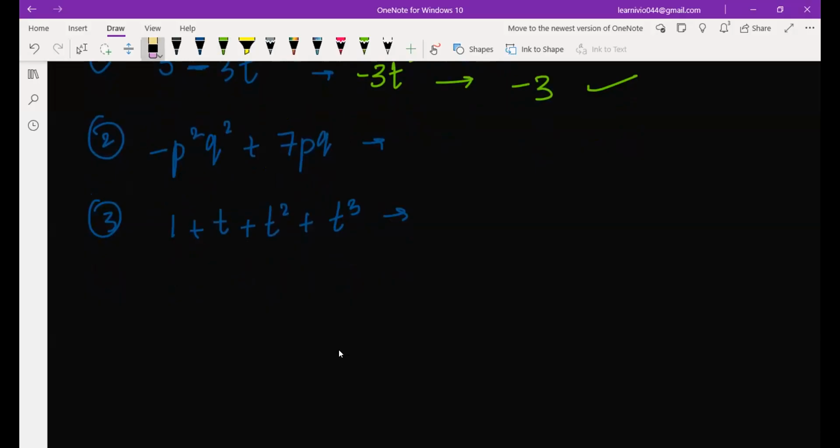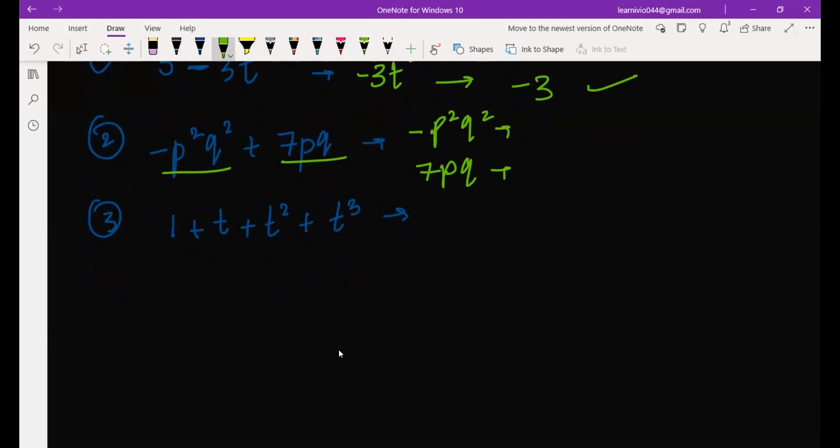How many terms are there? There are two terms. Minus p square q square and 7pq. So both of these are non-constant terms. Why? Because both of them have letters with them.